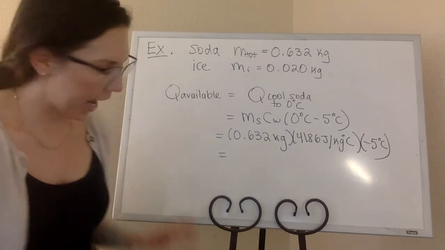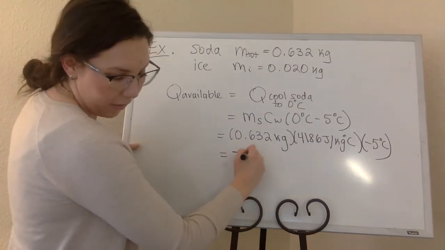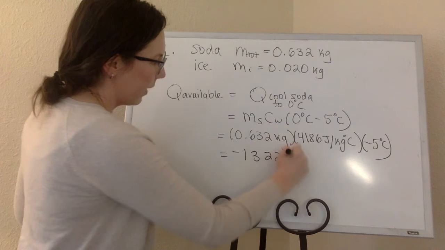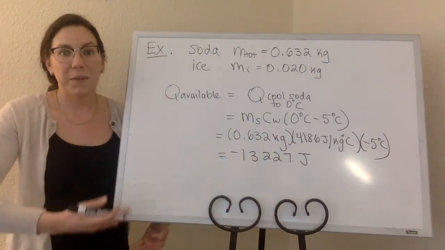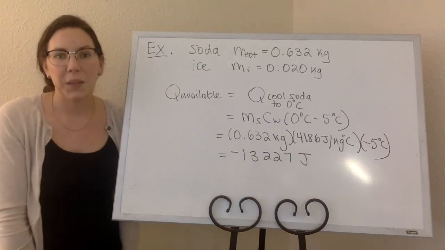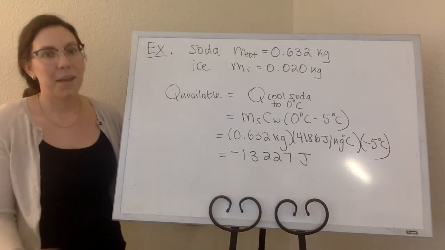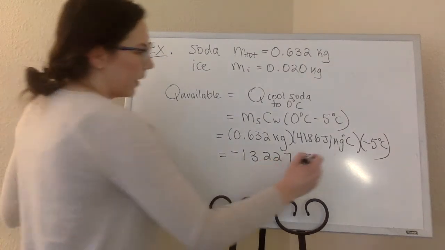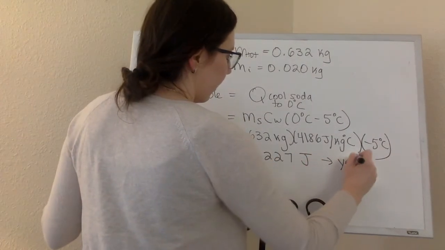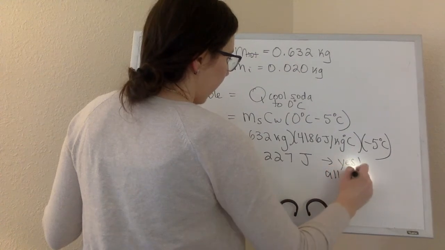And in this case, I get negative 13,227 joules. This is the energy available to be released, that's why it's negative, by cooling that soda. Notice that's much greater than the energy required to melt the ice. So this tells us that yes, all of the ice melts.